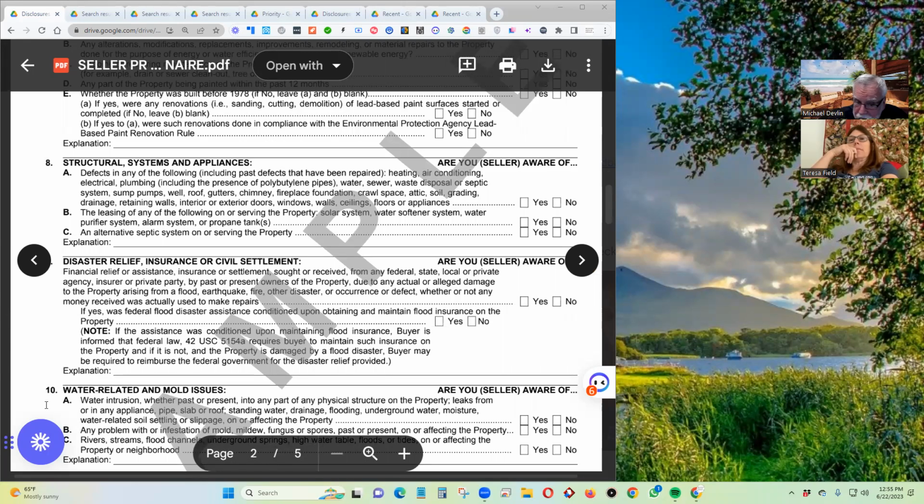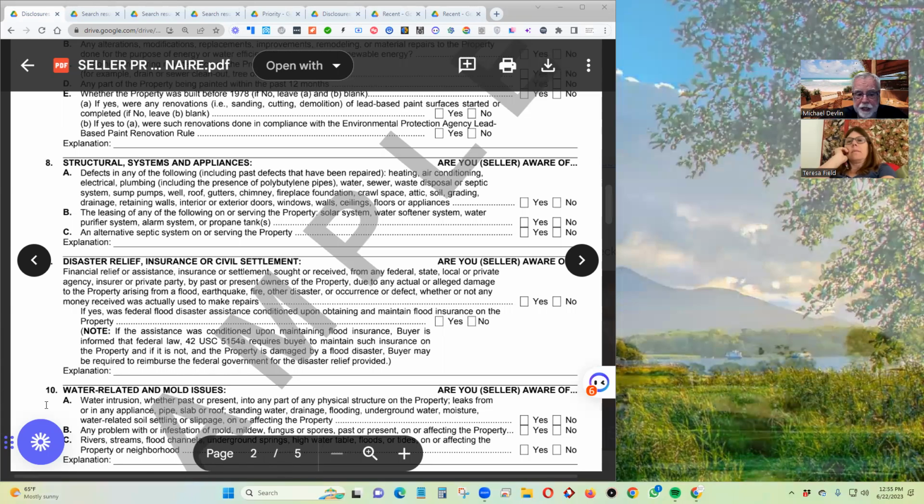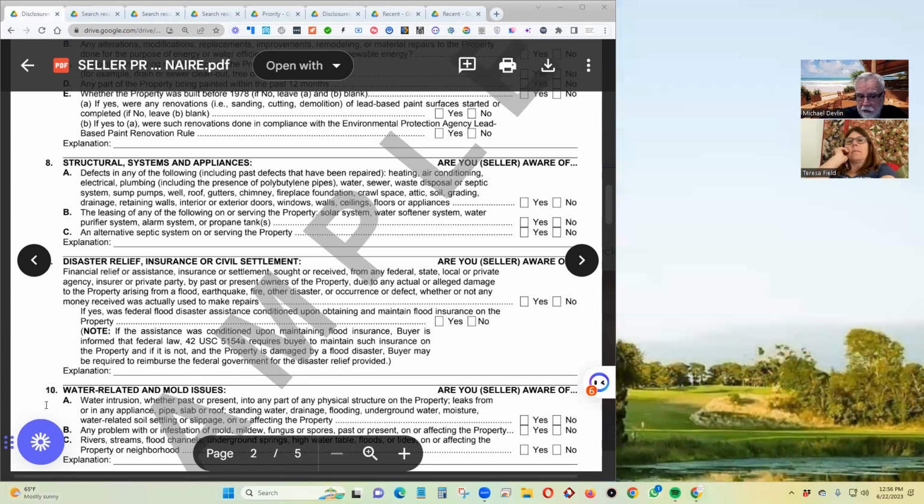Structural systems and appliances, defects in any of the following. That seems pretty straightforward. The leasing of any of the following: solar systems, water softener, water purifier, alarm system, propane tanks. That's the big list. So just because there's solar panels on the roof doesn't mean that the owner of the house owns the solar panels. Doesn't necessarily mean they own the water softener system. It doesn't mean they own a water purification system or an alarm system or propane tanks. Many of these can be leased.